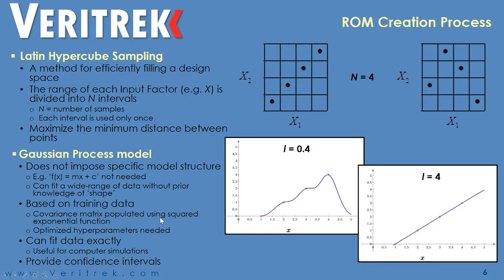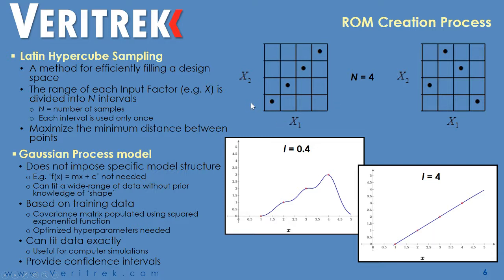As I mentioned before, we use Latin hypercube sampling in Veritrek. It's a method for efficiently filling a design space. What happens is we take the range of each input factor and divide it into n intervals, where n is the number of samples. So let's take a look at 2 simple cases here. We have 2 input factors, x1 and x2, and we have n equals 4 samples that we want to place in our design space. So the first thing we do is we divide each input factor into 4 intervals, which we see here. We have 4 columns and 4 rows.